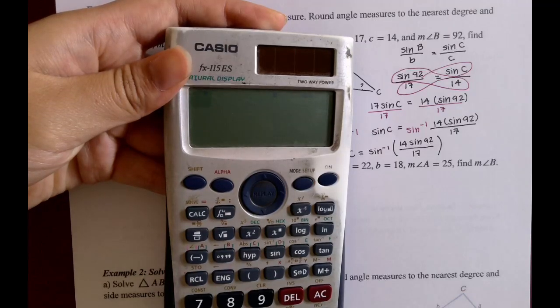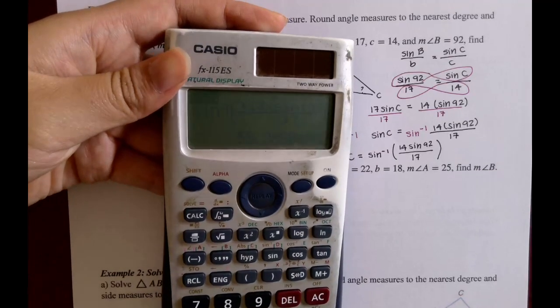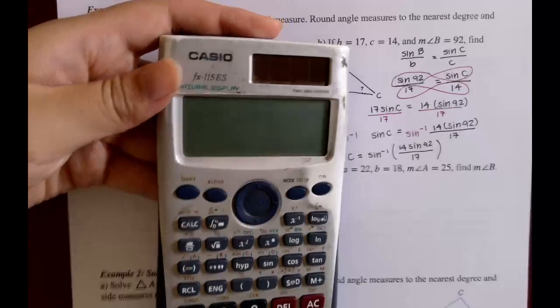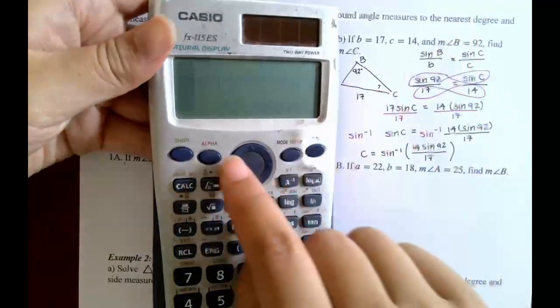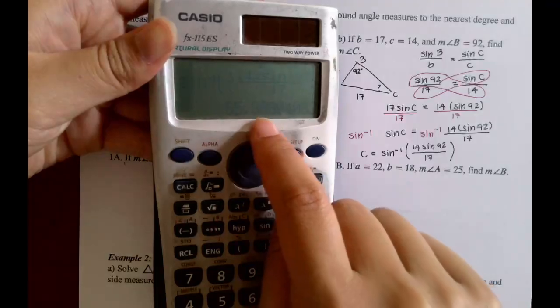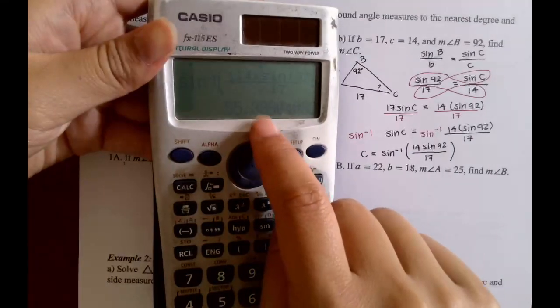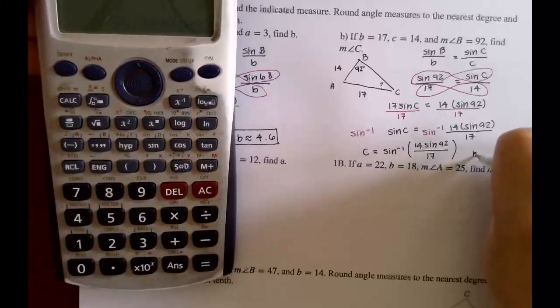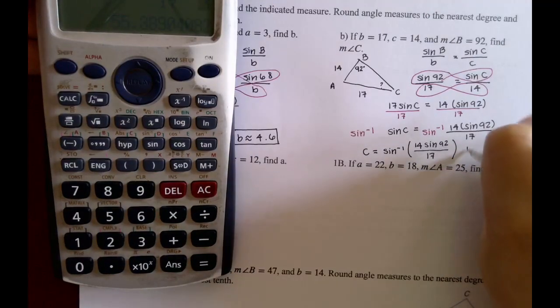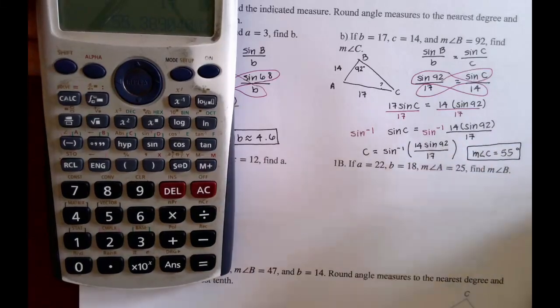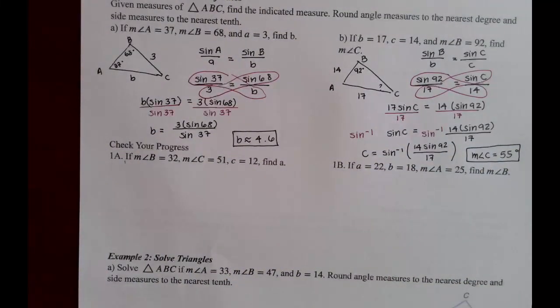Okay, I'm going to hit equal, and then I get approximately, so this is a degree, so I want it to the nearest degree. So since it's 55.3, 3 is less than 5, so it's going to stay as 55. So the measure of angle C is 55 degrees. Okay, there you go. Okay, so why don't you try CYP 1A and 1B, and once you're done, come check your answer.